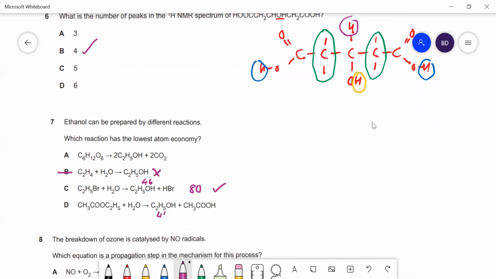This one you're making 46 and a 60 for the ethanoic acid. This one you're making 2 times 46 is 92 and 2 times 44, 88 for the carbon dioxide. So they're all about 50%, except this one here is lower. Okay.